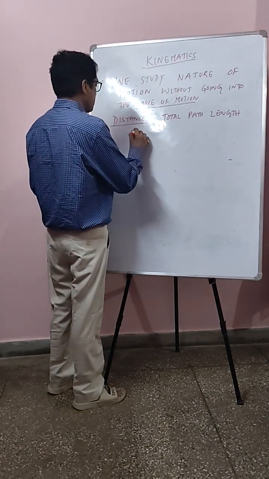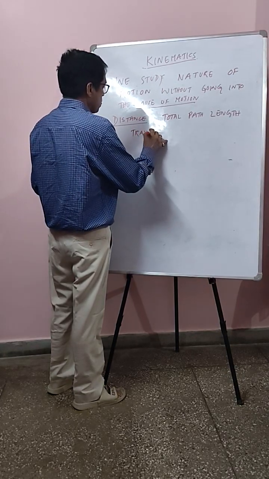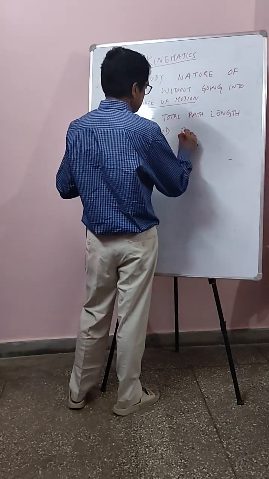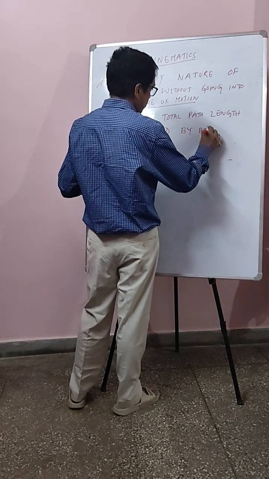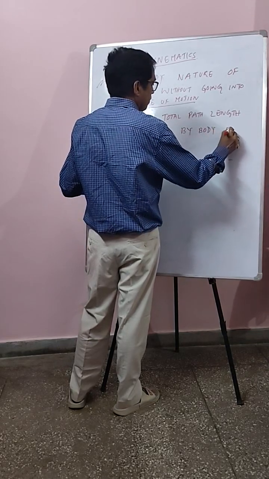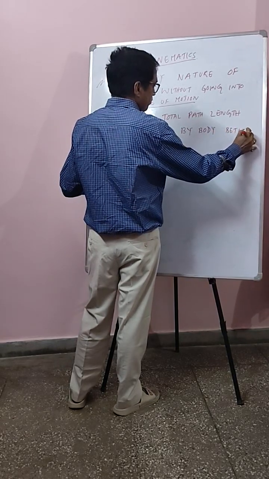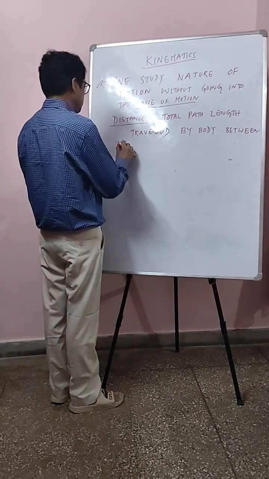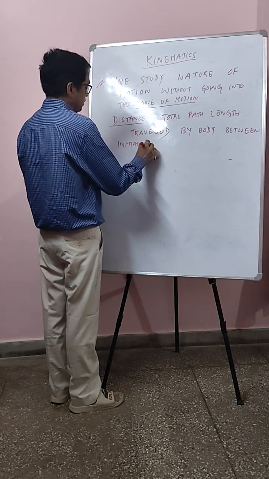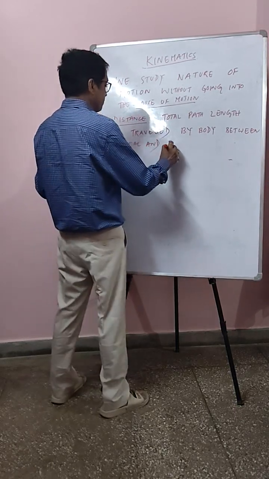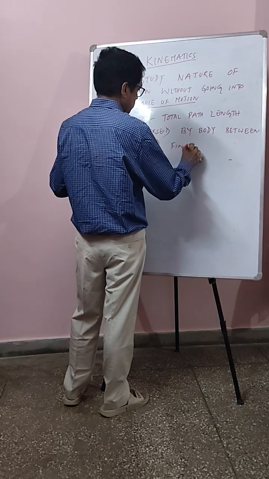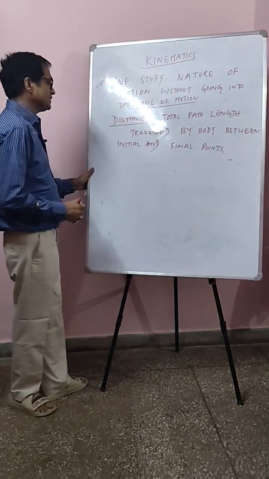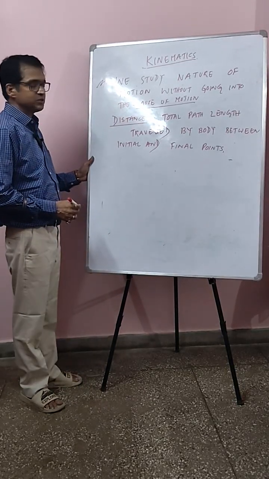Path length traversed by body between initial and final points. So distance is total path length traversed by body between initial and final points.